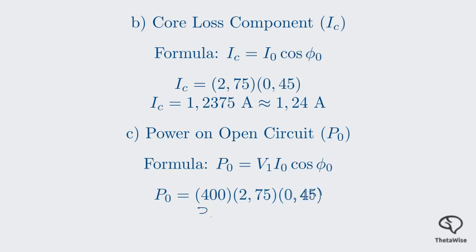Multiplying these together gives us exactly 495 watts. This is the iron loss of the transformer. And that completes our first worked example. You can now see how to apply the formulas we learned.